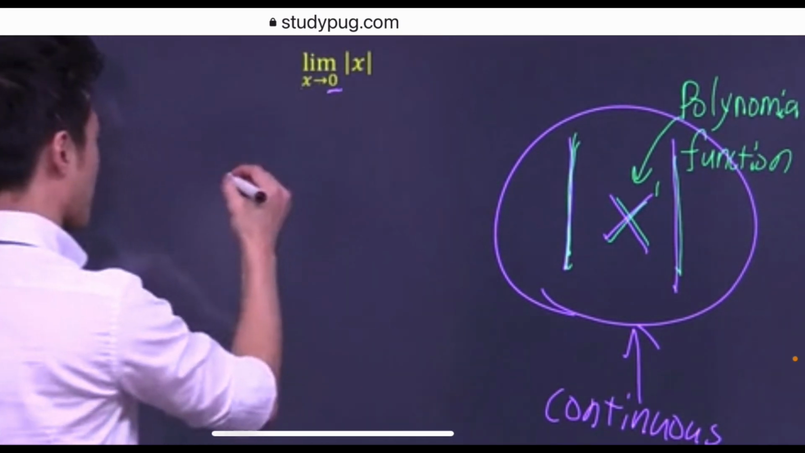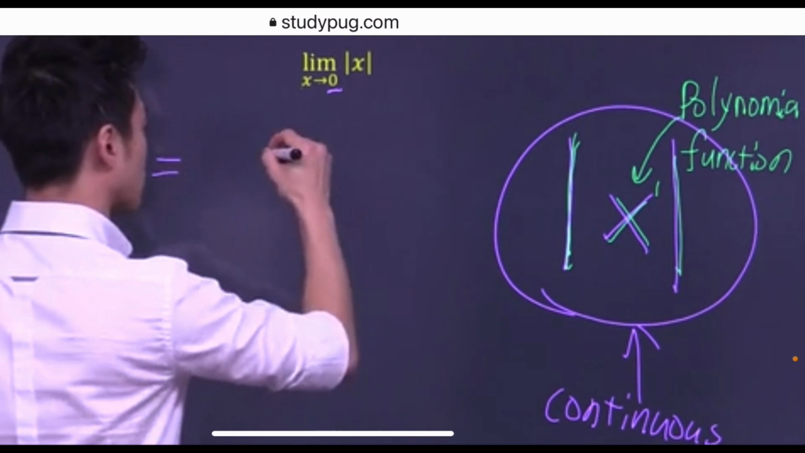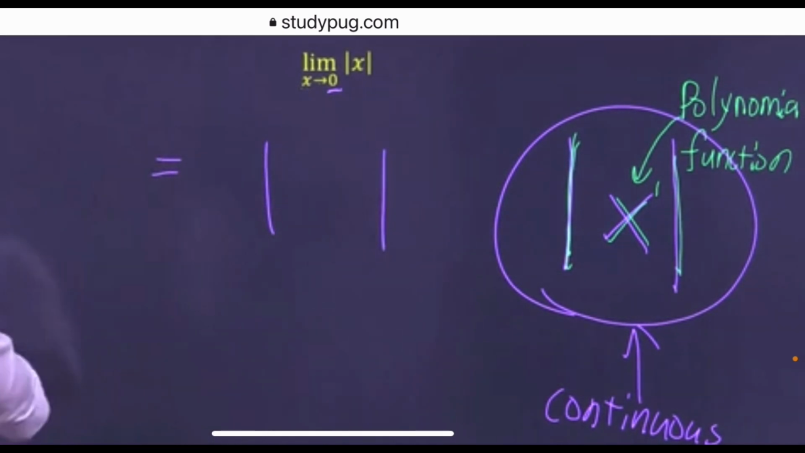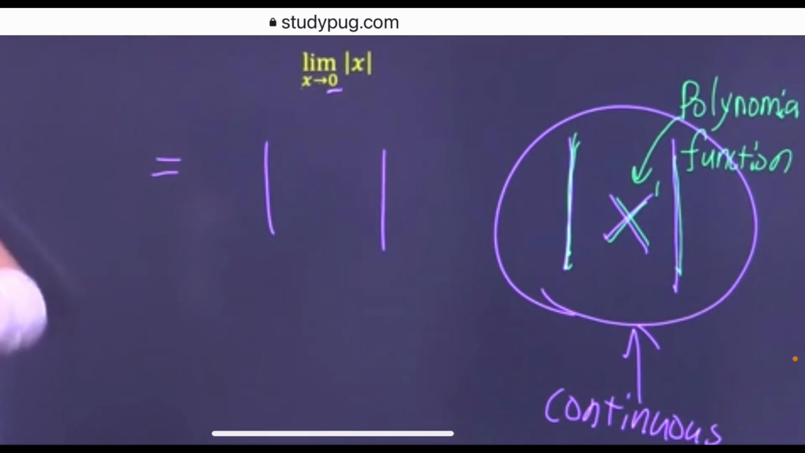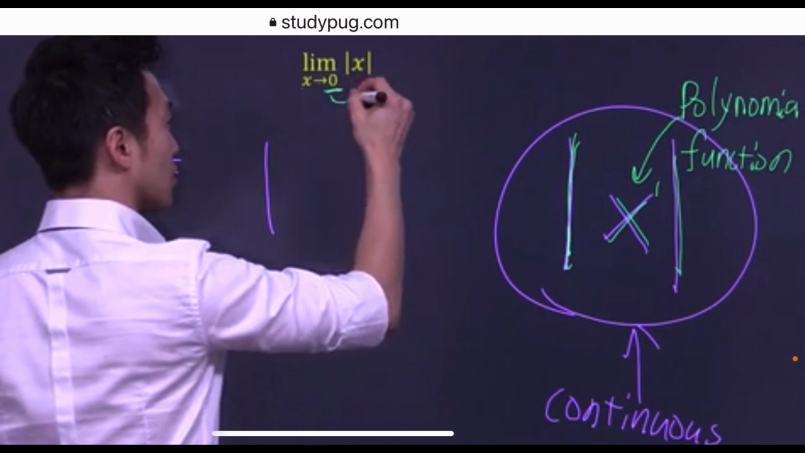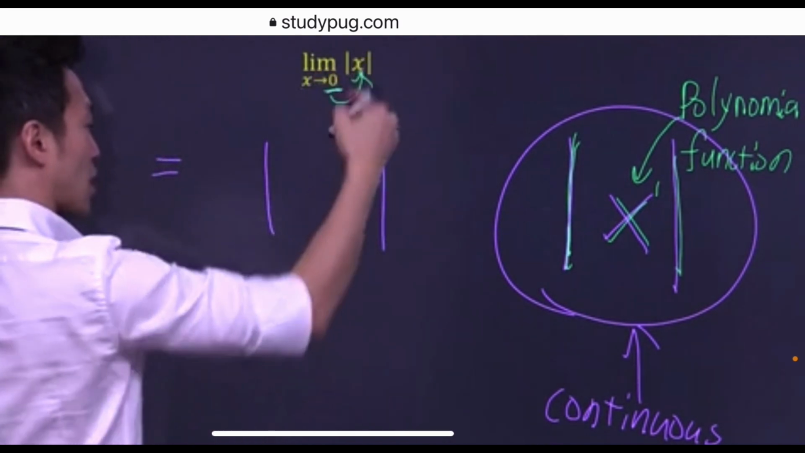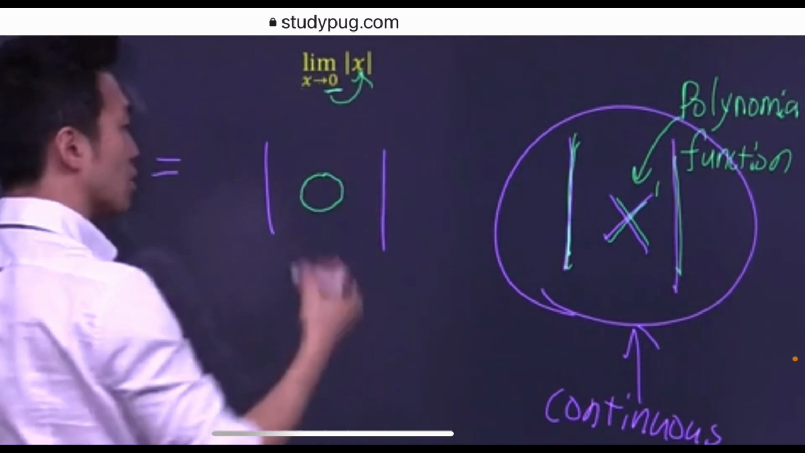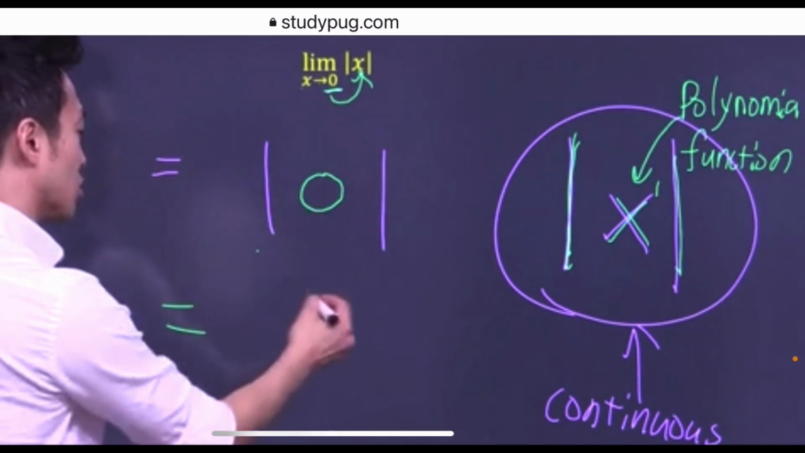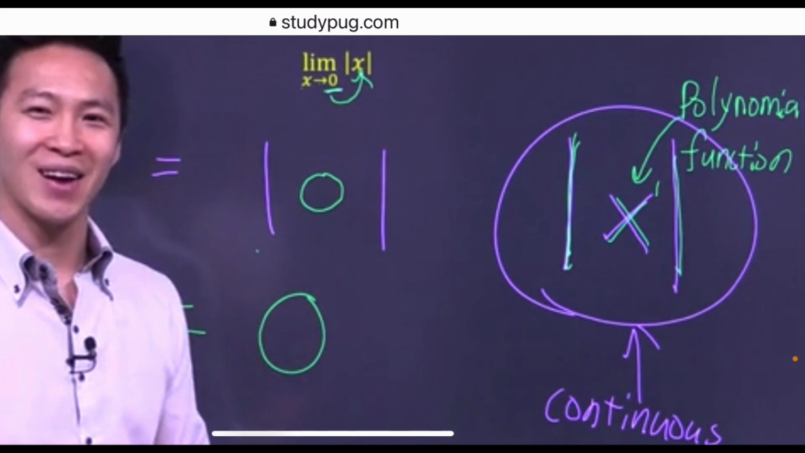Simple as that. So let's apply direct substitution. We simply directly substitute the x value 0 into the function. So x right here, just substitute it with 0. And absolute value of 0 is equal to 0. And we're done.